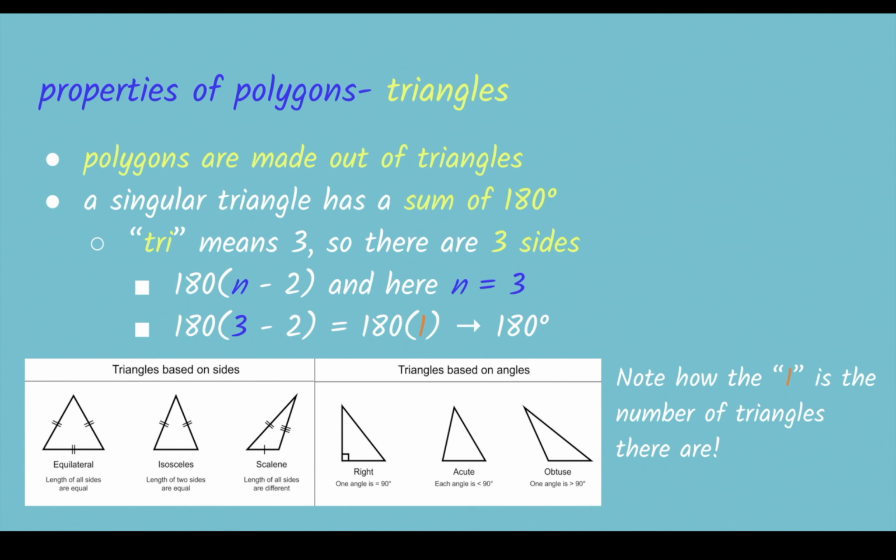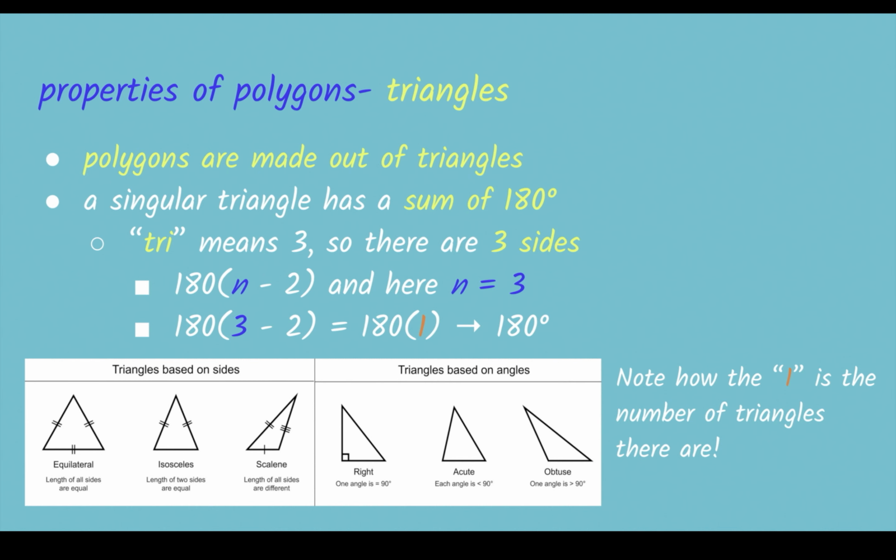So here are the properties of triangles. All polygons are made out of triangles. That is really important. And a singular triangle has a sum of 180 degrees. The way you can find the sum of angles in a triangle is by determining the number of sides this polygon, aka triangle, has. And the way you can do that is by taking out the root word tri, which means 3, or just counting the sides that this polygon has.